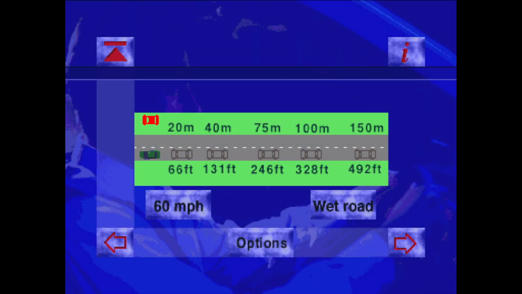Here's an opportunity for you to exercise your judgment on following distances and explore the consequences in complete safety. Imagine you're driving along this straight and level road in a car with good brakes and tyres. Use the Speed button to select the speed of the traffic flow and the Surface button to select a dry or wet surface.